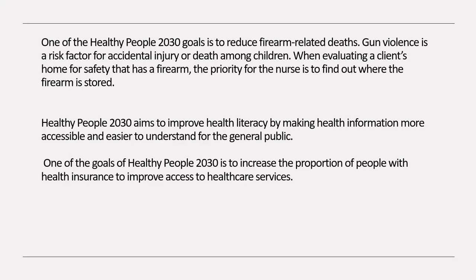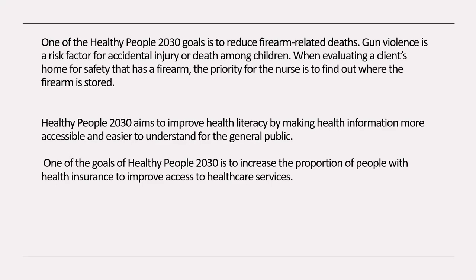Healthy People 2030 aims to improve health literacy by making health information more accessible and easier to understand for the general public. It's not that I don't want to take care of myself, but I just don't understand the information that you gave me so that I can take care of myself. So in order to assist with improving health literacy, Healthy People 2030 makes sure that health information, those handouts and things that we give people, are easily accessible, and also that they're in that person's primary language so they can understand what they're reading.